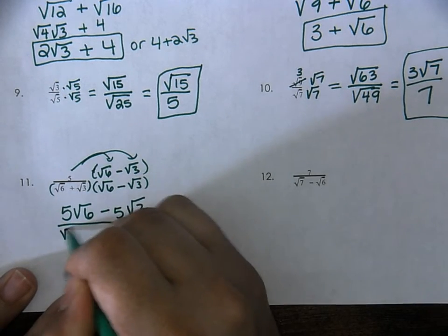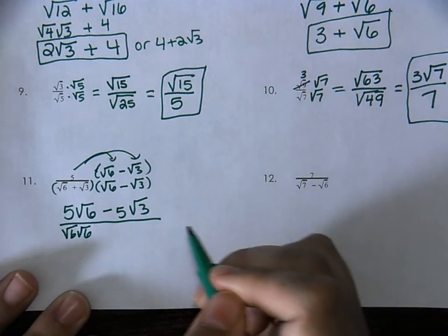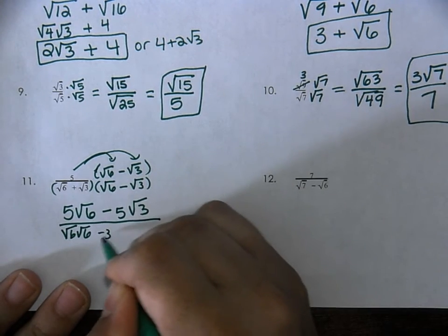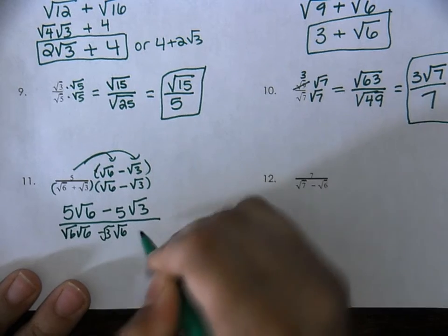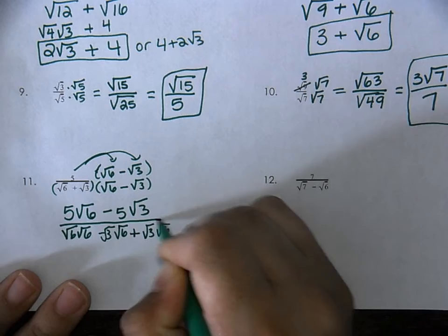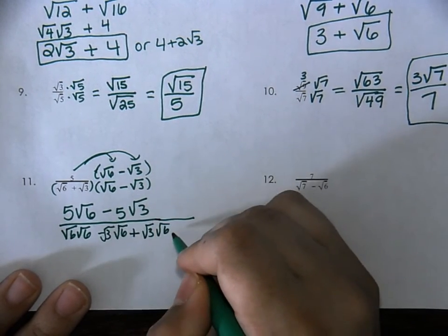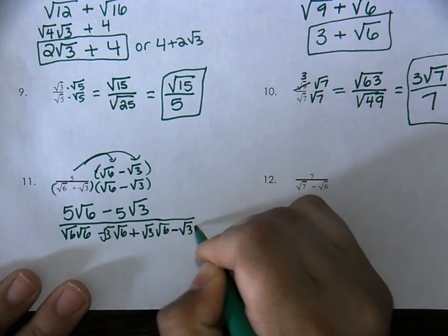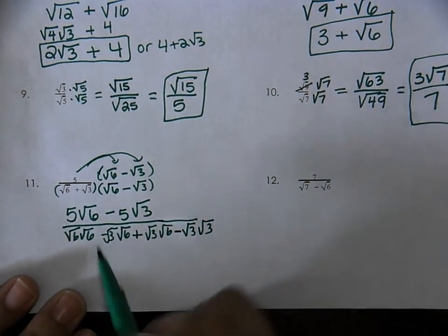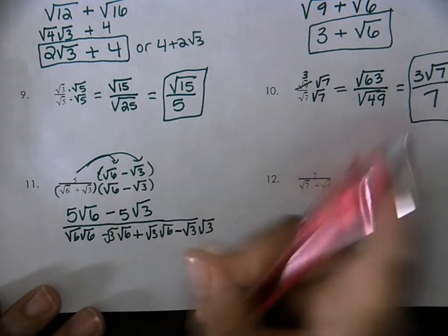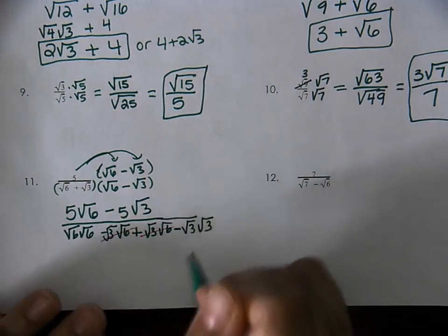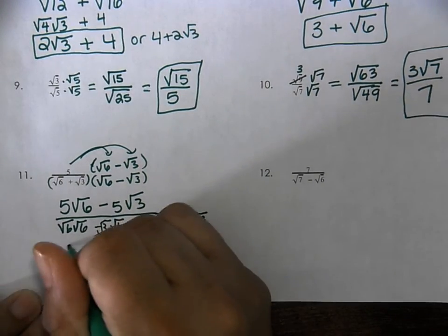Square root of 6 times square root of 6 is my first term, which I could have written just square root of 36. Outer is negative square root of 3 times the square root of 6, plus inner is square root of 3 times square root of 6, and last, square root of 3 times a negative square root of 3. So I'm just going to put the minus in front of it. So we start simplifying. I can cross off these opposite terms, the ones with the negative and the positive, square root of 3, square root of 6. The numerator is still the same.